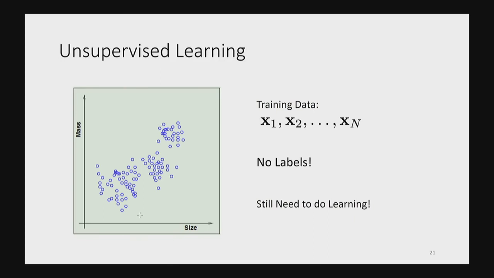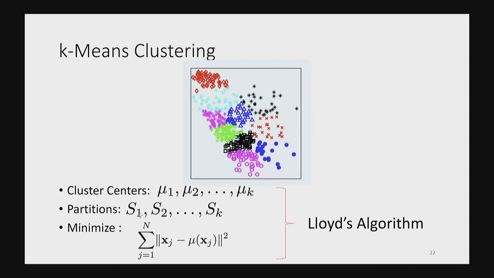So that's clustering. We're going to talk about one method called k-means clustering, so that you teach the computer, okay, these bunch are together, those bunch are together, and so on. And there's an algorithm to do that called Lloyd's algorithm that we'll talk about.